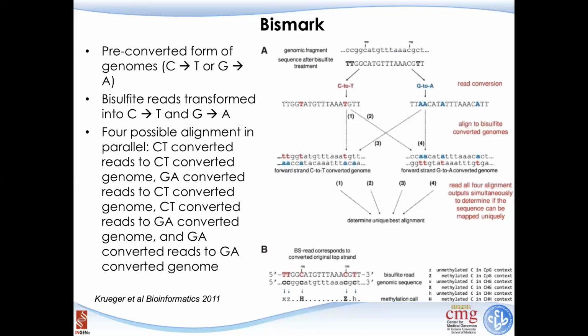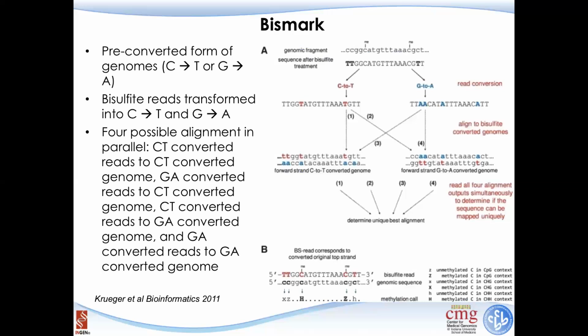So for C to T, they need to compare C to T, C to T. And for the G to A, they also need to compare for read strands. They need to compare to all four reads and the four possible alignments that they have to do, like C to T converted reads to C to T converted, and the G to A converted, and also to C to T converted, and the C to T converted also to G to A converted, and the G to A converted to G to A converted.